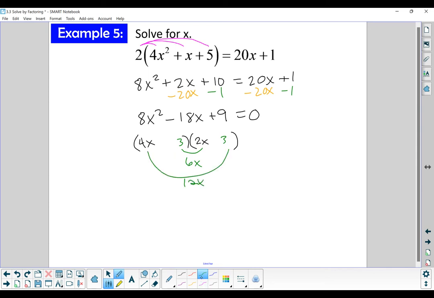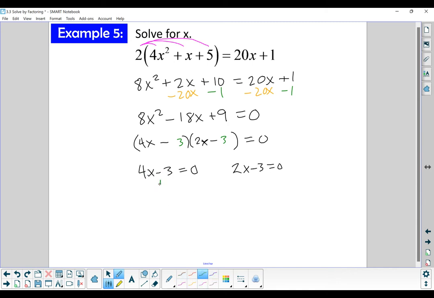So sometimes just kind of go with your gut. And if you aren't right on your first guess, rearrange, modify, try something different, be tenacious if you need to be. You'll find that combo. Okay, so we've got 4x minus 3 equals 0 and 2x minus 3 equals 0. Those will give us our 2 solutions.